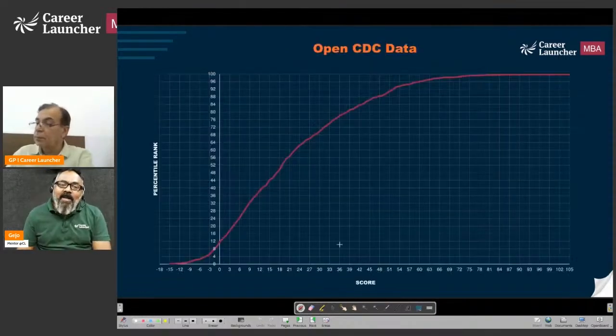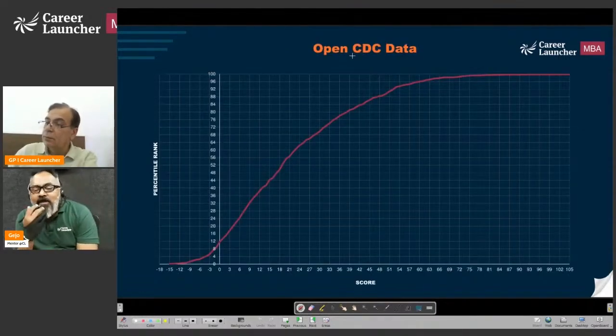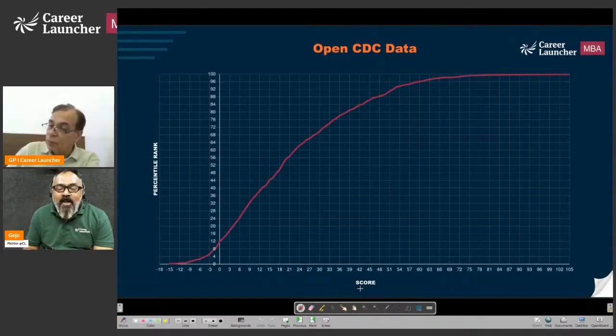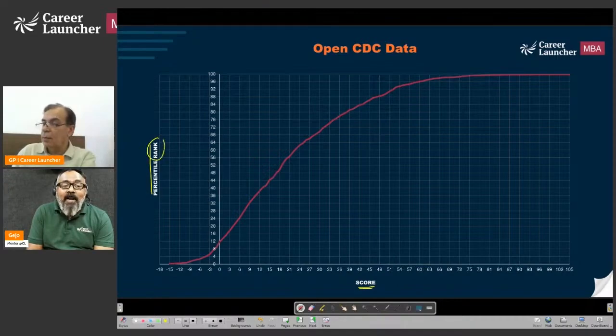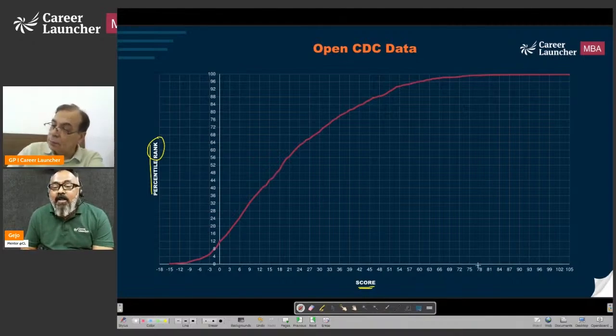GP, I've taken this open CDC mock which just happened. So this is a graph between the overall score of the particular student and the percentile rank. We are calling it rank. The percentile is after all a rank. So we can actually see that after a certain point in time, the score improvements are huge. If you look at a substantial improvement in scores here, the percentile movement is very low.